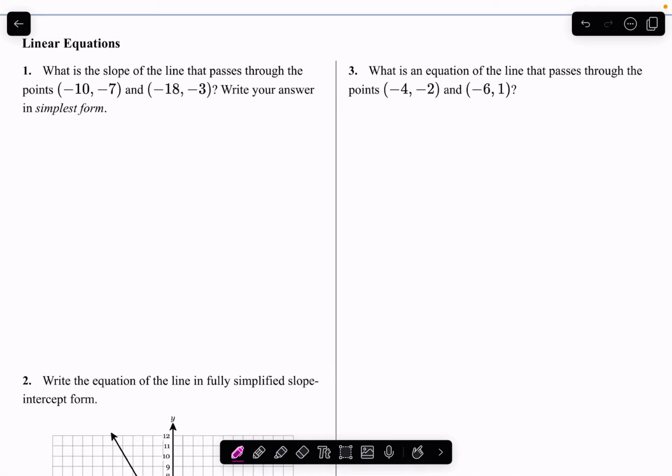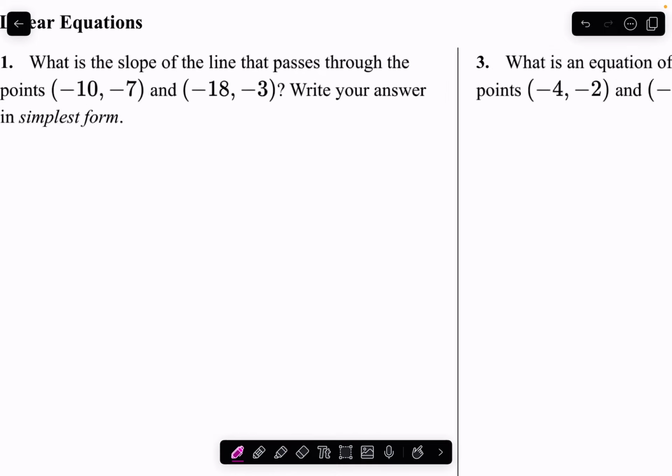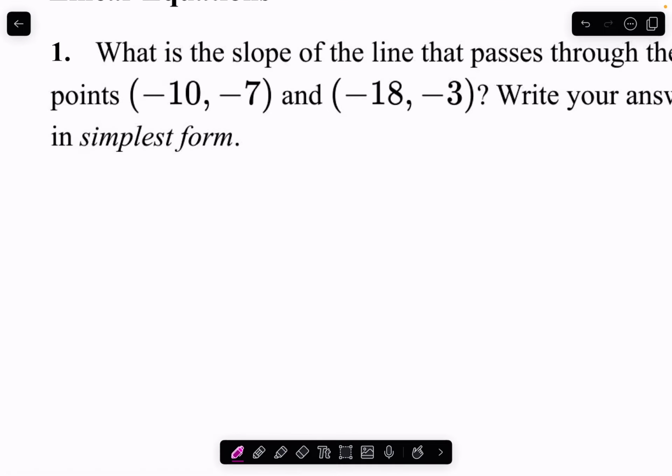Alrighty, so the last concept we're going to go over here is linear equations. Quite a few different things you need to understand with linear equations, but all of this really should be hopefully reviewed for you, so it should be fairly easy. Alright, so first off, this one's just asking for slope. Alright, so slope is rise over run.